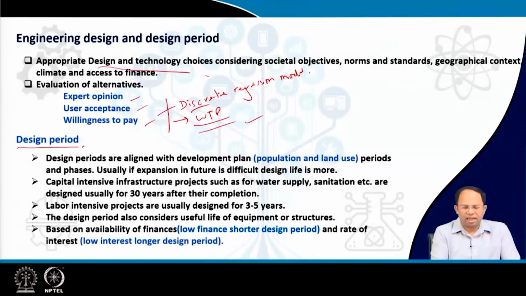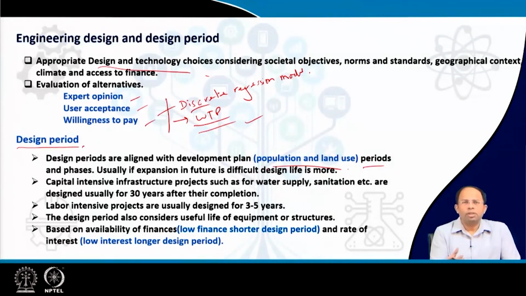Design periods are aligned with development plans. That means population and land use change as per different phases of the development plan. Accordingly, the designs can be determined based on that. So for a short time period, we can take certain technologies, certain approaches, whereas for a long time period, we have to take other approaches. Usually, if expansion in future is difficult, then the design life is more.